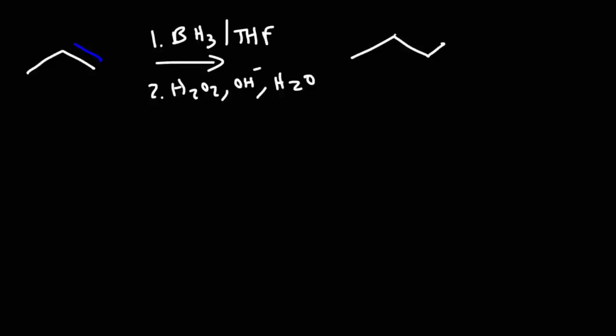So if we were to react propene with borane and THF, followed by hydroxide, hydrogen peroxide, and water, the end result is that we're going to get an alcohol on a primary carbon. So we're going to get 1-propanol. But let's show a mechanism starting from this alkene to this product. Feel free to try it if you want to.